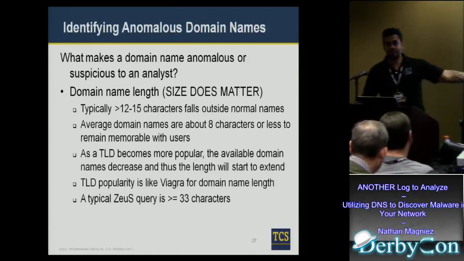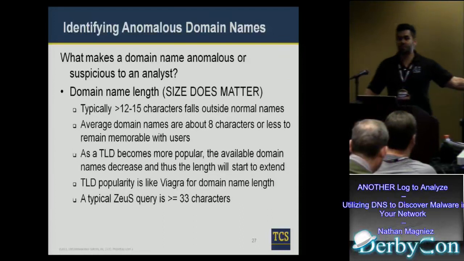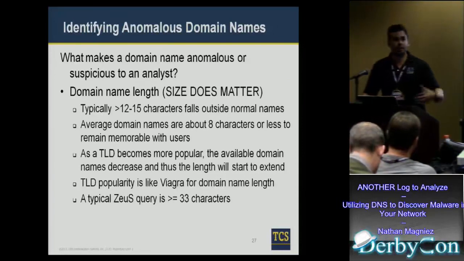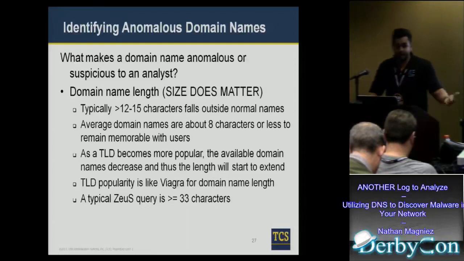A typical Zeus query, just for reference, is greater than or equal to 33 characters. That's way beyond the scope of what's typically normal, right? However, that might adapt, right?